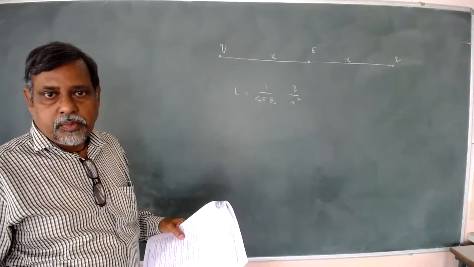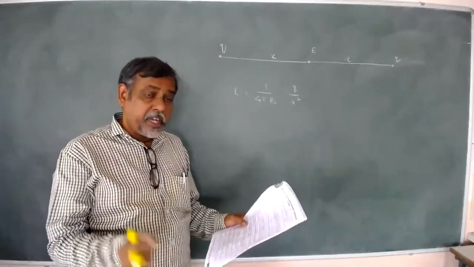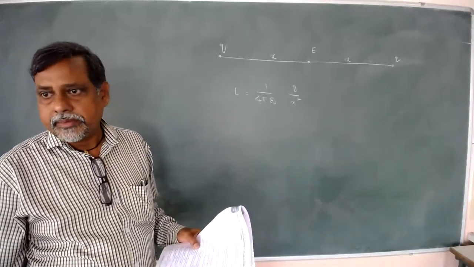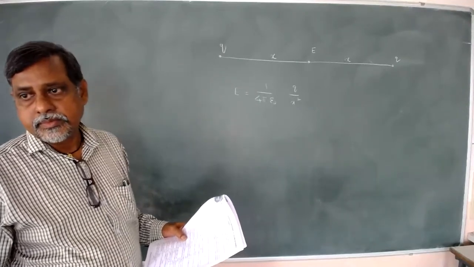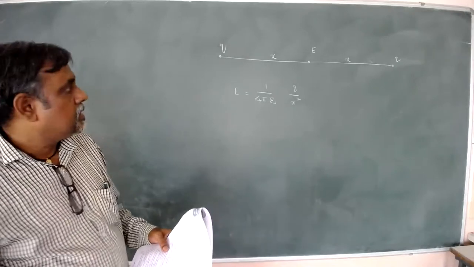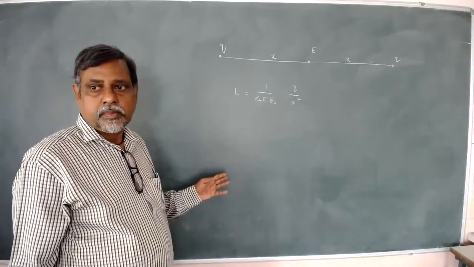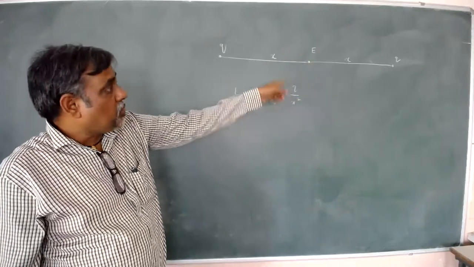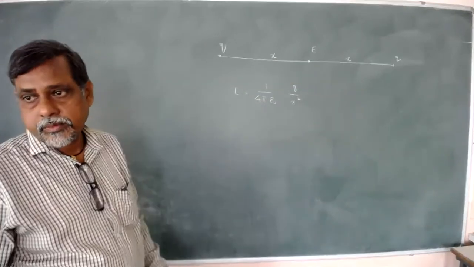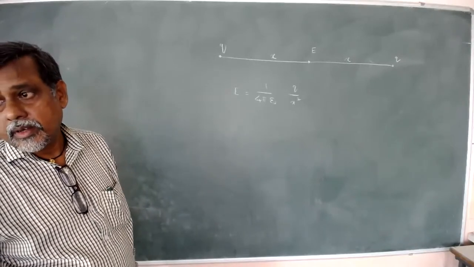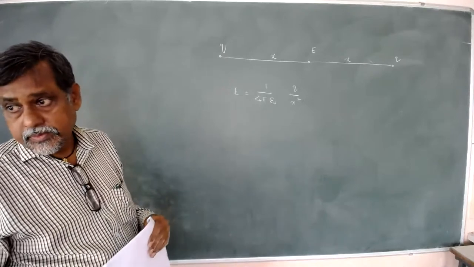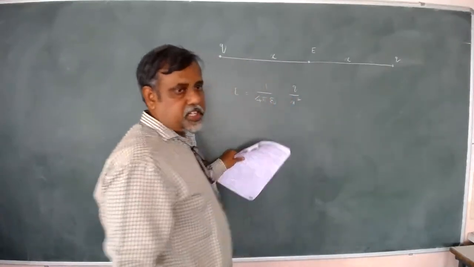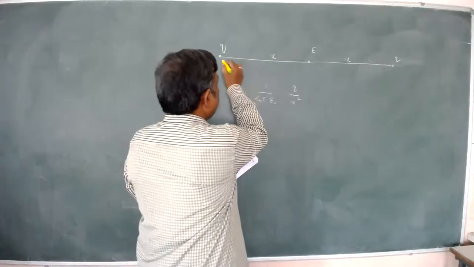Like it? Yes or no? Now, what is the magnitude of the force it experiences? F is equal to? See, from here to here, the total distance is 2x. Got it? So from here to here, the distance is x.